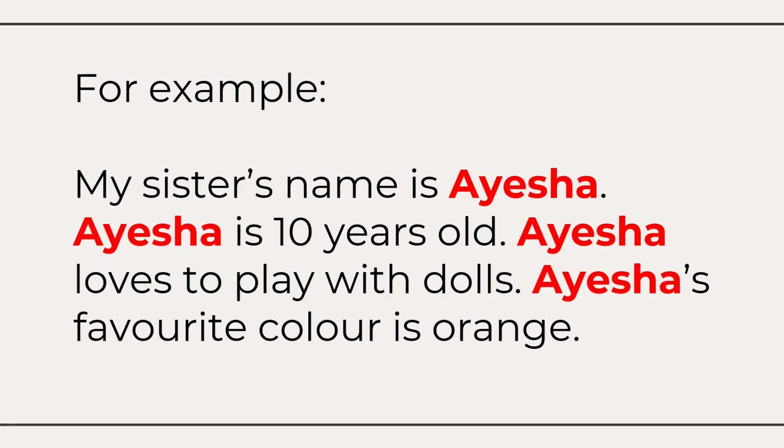Now, let's take a look at this example. My sister's name is Aisha. Aisha is 10 years old. Aisha loves to play with dolls. Aisha's favorite color is orange. As you can see or hear, this noun Aisha is being repeated again and again in each of the sentences, and it sounds and looks very odd.